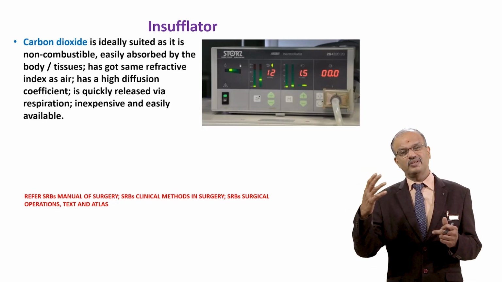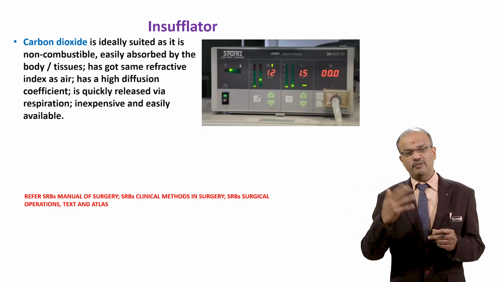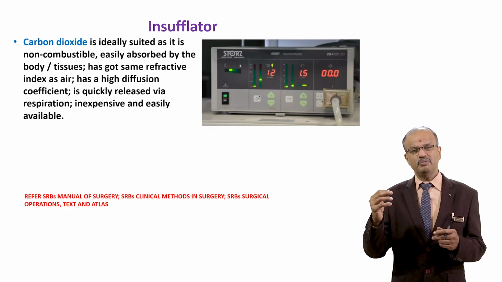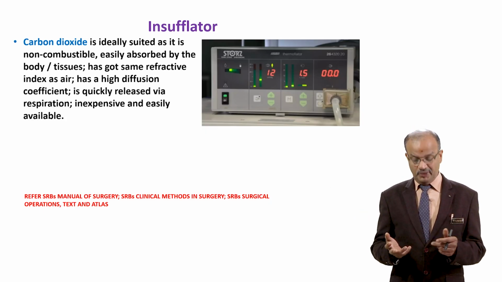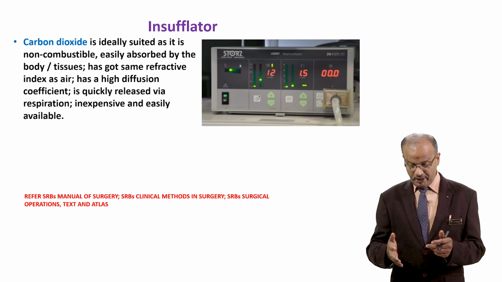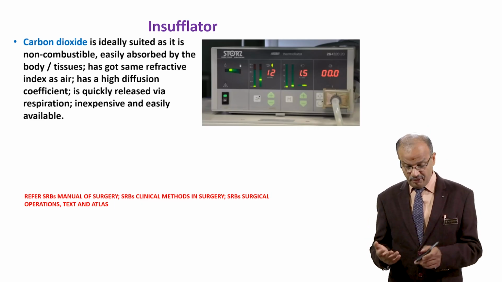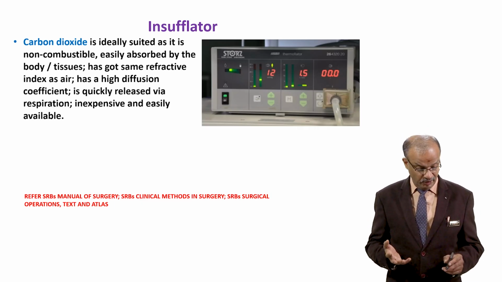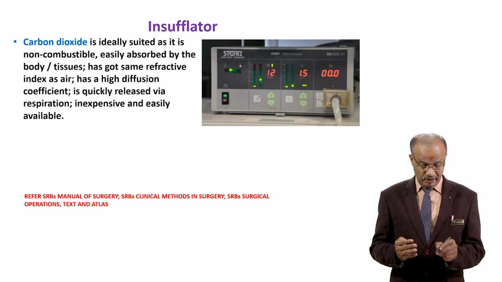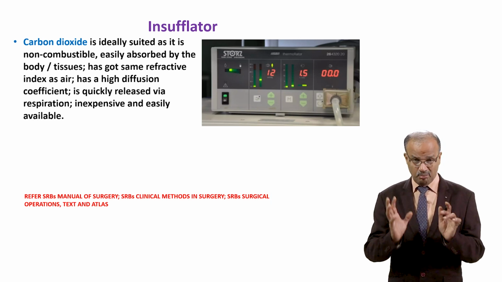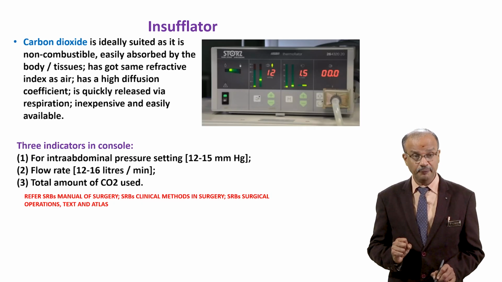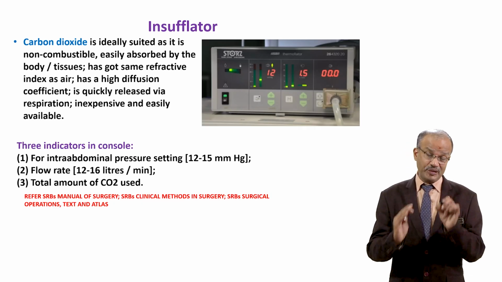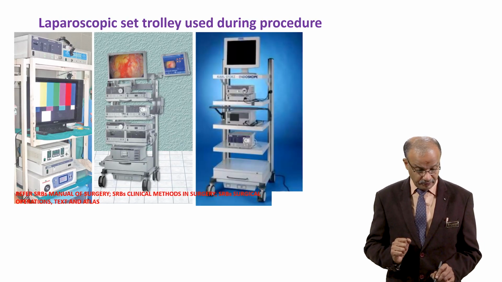I usually keep 14, 15, a high flow rate, because there is a wall system. Once the gas leaks, only then will flow come into the abdomen, so it doesn't cause any problem. How much gas has entered is also shown in the system. So how to read this is also important. You should have at least a basic technical idea of how to read these things.